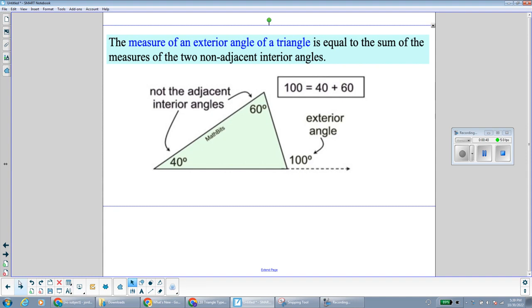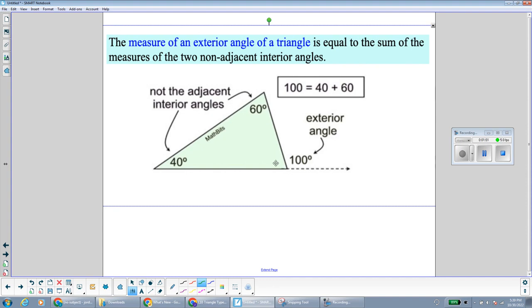I also have a reminder here of the exterior angle theorem for triangles. And what that says is that if we have an exterior angle of the triangle, it is equal to the sum of the non-adjacent interior angles. By non-adjacent, I mean the interior angles that are not right next to the exterior angle.